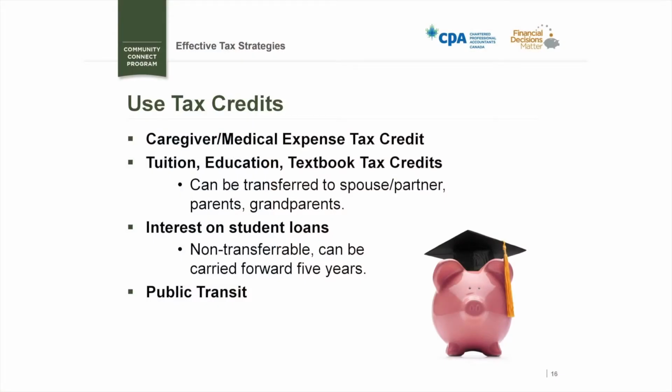Some other credits that are available: caregiver, tuition credit's obviously a very important one, both in terms of the student. The important thing with tuitions is that it's possible to transfer the credit, if it's unused, to the parent, and that's important as well. Interest on student loans are non-transferable and can be carried forward in terms of their ability to be deducted. These public transit, firefighters, these are all different credits that are available.